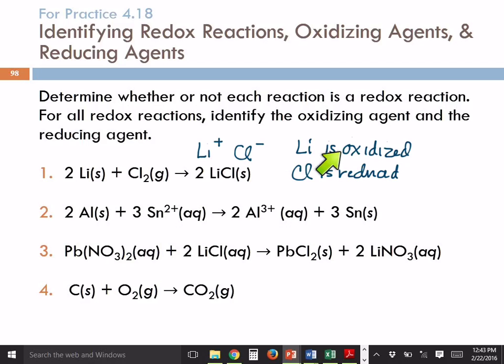Lithium is oxidized. Lithium is starring in the movie. Chlorine is getting it that job. Chlorine is the oxidizing agent. I'll call it ox agent. And then lithium has to be the reducing agent.